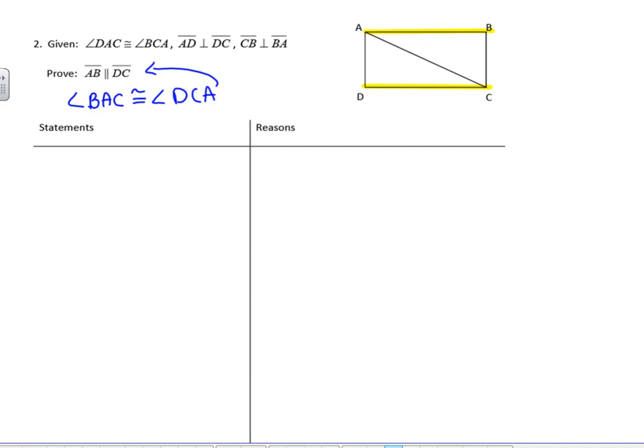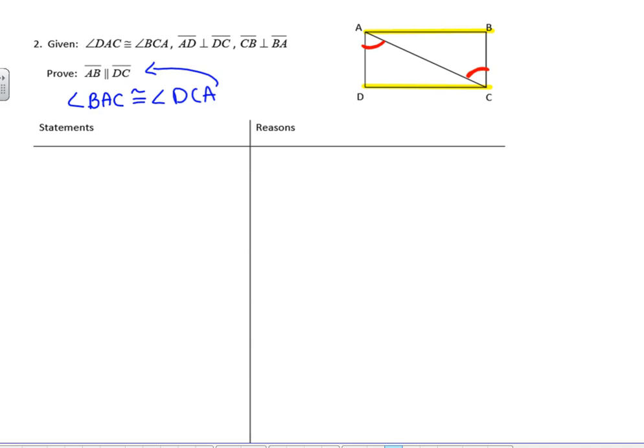Kind of same process we had as last time. So let's see what we've got going on here. DAC, this angle, is congruent to BCA. Now, the reason those are not alternate interior angles is the arc doesn't touch the parallel side and the transversal. See, it touches those non-parallel sides. If we had given the other pair of angles, we could go right to the end here.